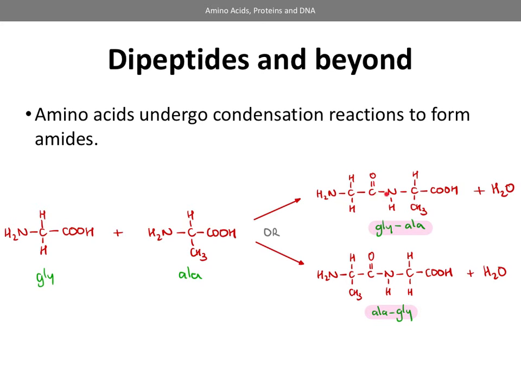Now, the C-N bond in the amide linkage is called the peptide bond, and the molecules that we've got here are called dipeptides because they are made up of 2 amino acids. And if a 3rd amino acid were added, so we could have, say, glycine, alanine, serine, that would be called a tripeptide. Chains that contain many amino acids are called polypeptides, and that's a word that will feature when we look at proteins in a short while.